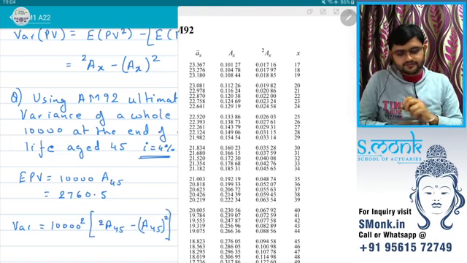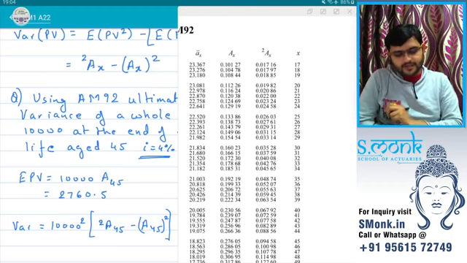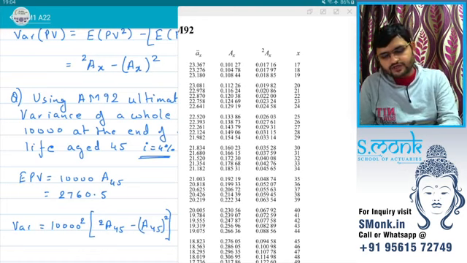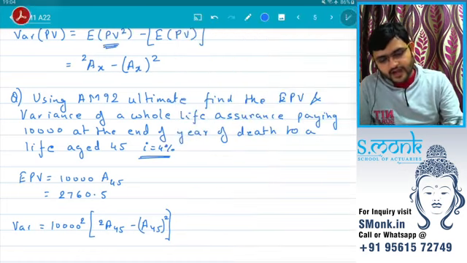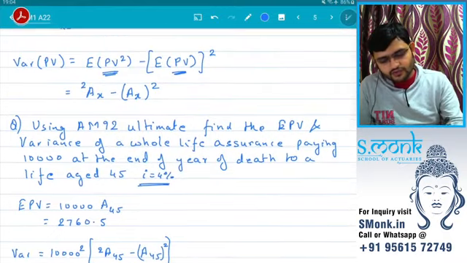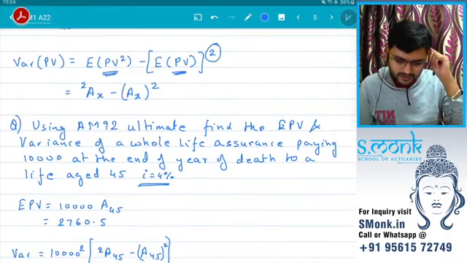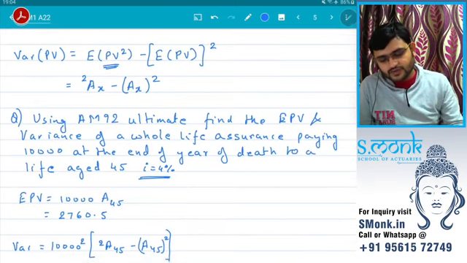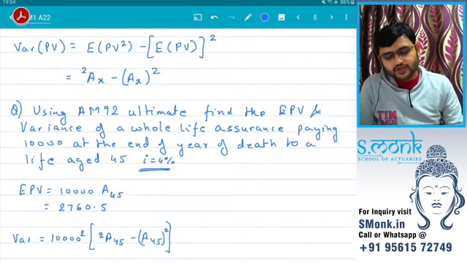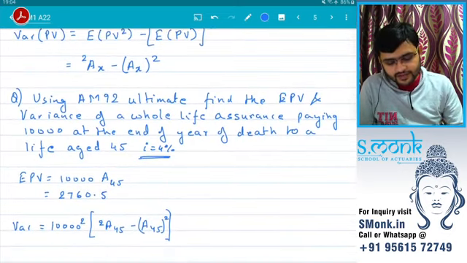Okay. 10,000 square will be multiplied. Because here we had expected present value square, and when we had present value also, we took a square. Right. So in both the cases, 10,000 square will come out of those, and therefore we will have 10,000 square here.